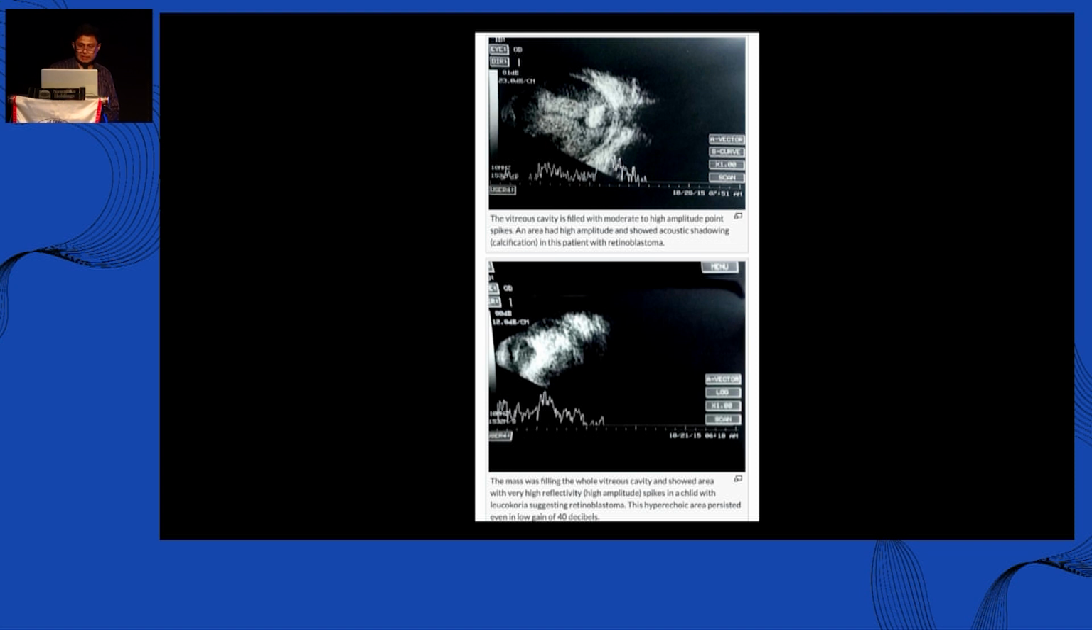So what is this? This is a mass. The vitreous cavity is filled with the lesion in the B scan, and with the A scan down, you can see it as moderate to high amplitude. Again, attenuation is variable, and it's from a patient with retinoblastoma. This fills the vitreous cavity, very, very late stage.